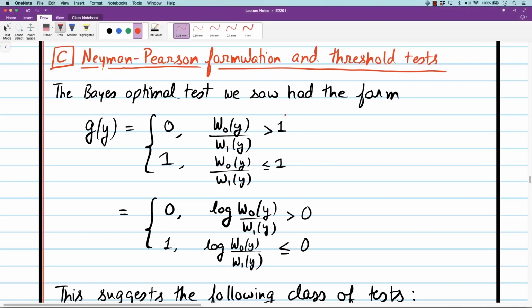So the Bayes optimal test declares 0 when the probability under 0 is more than the probability under 1, and it declares 1 when the probability under 0 is less than the probability under 1. This is an alternative form of the test that attained this performance. PE star for the uniform prior, we wrote, was half into 1 minus the total variation distance between W0 and W1. They are attained by this test.